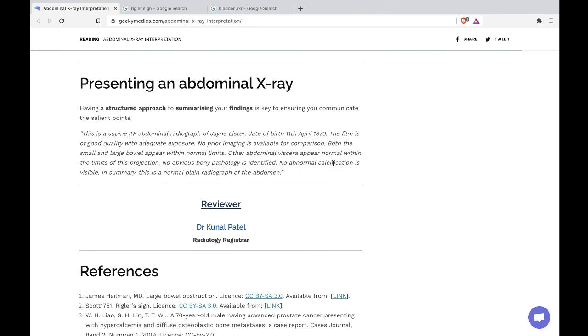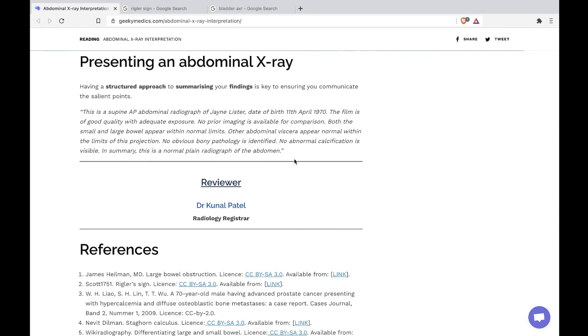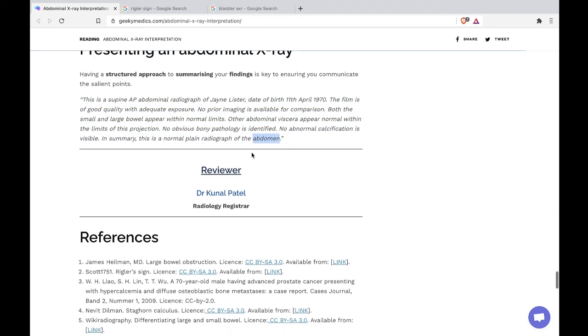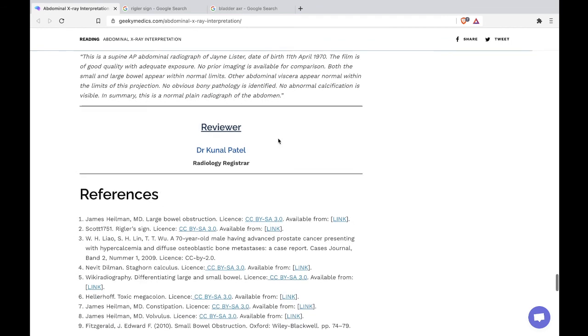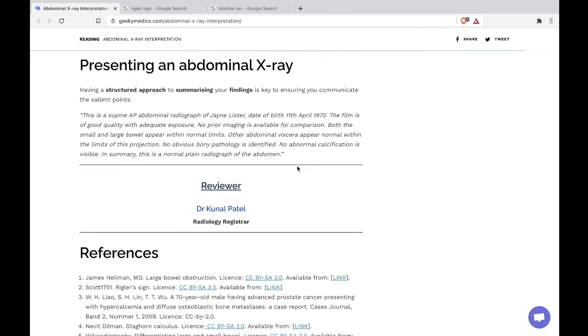Both the small and large bowel appear within normal limits. Other abdominal viscera appear normal within the limits of this projection. No obvious bony pathology is identified. No abnormal calcification is visible. In summary, this is a normal plain radiograph of the abdomen. Wow, very sweet and concise. Can memorize this structure. You'll impress your senior. Right.